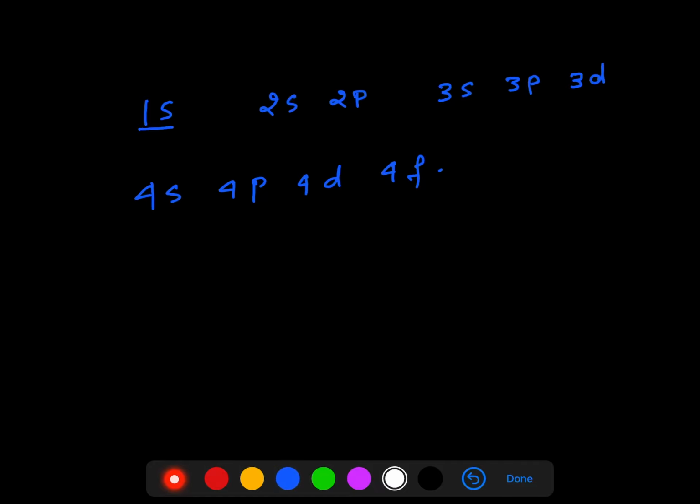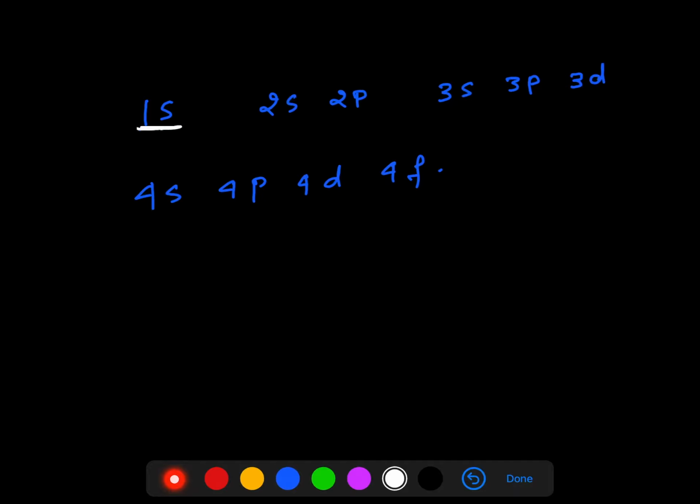Right. So if you write, the first shell has 1s, one subshell only. The second shell has 2s and 2p. The third shell has 3s, 3p and 3d. The fourth shell has 4s, 4p, 4d and 4f. Likewise, the fifth shell will have 5s, 5p, 5d, 5f in a similar way. Let's try to arrange them in energy order.